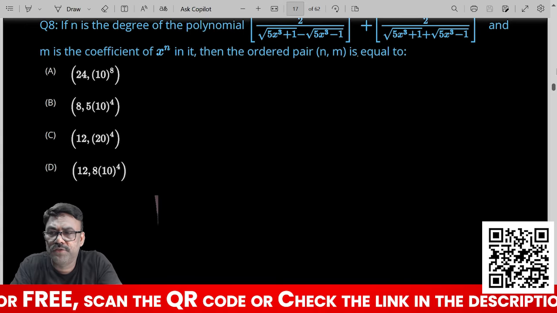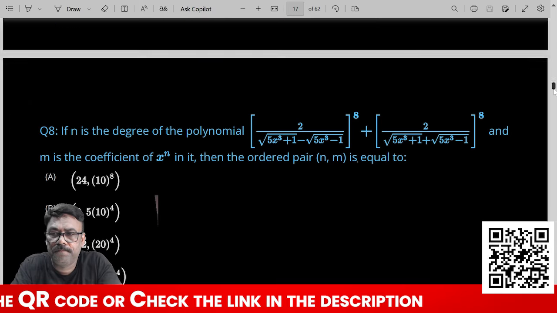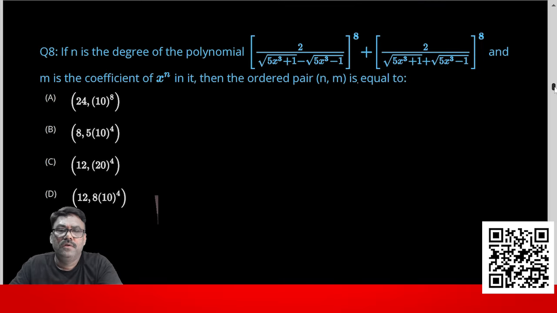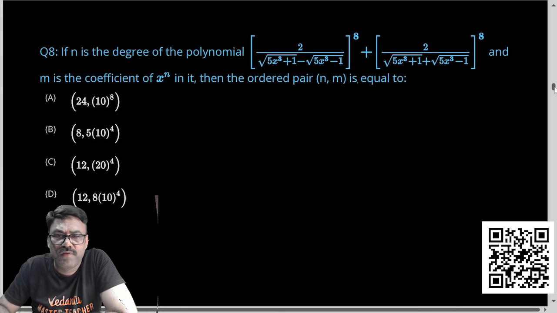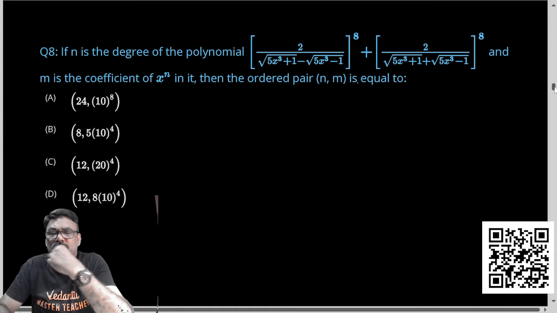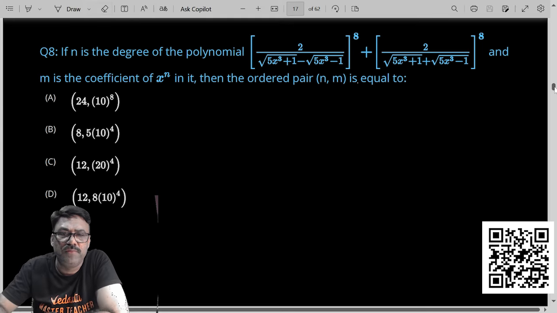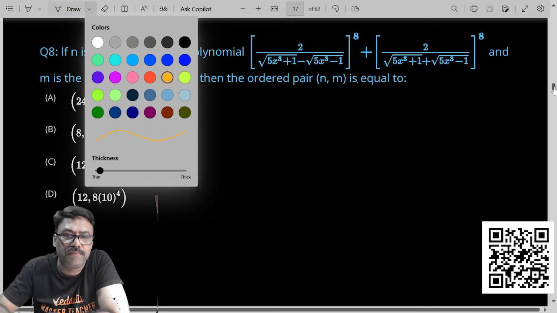So here in this question, it is based on binomial, and what they are saying here, n is the degree of this polynomial. Means if I simplify, so n is the degree, and m is the coefficient of x raised to n. Then you have to get ordered pair nm here. Okay, what is the ordered pair nm?